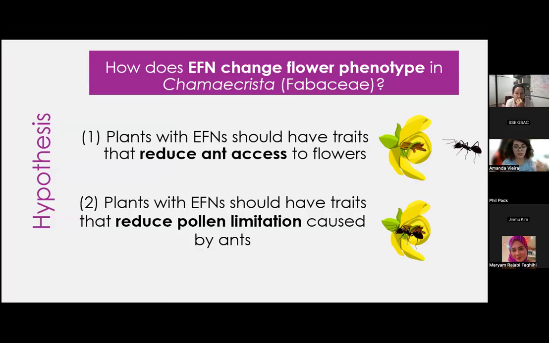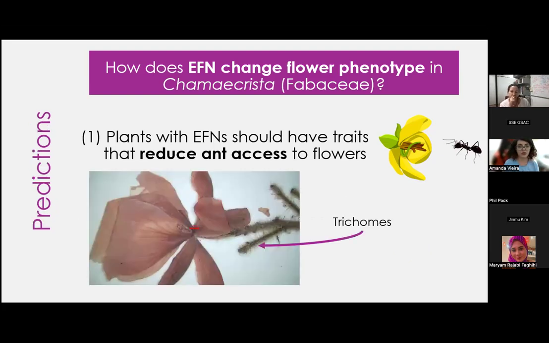And also that plants with extrafloral nectaries should have traits that reduce pollen limitation caused by ants, especially if ants can access flowers, right? So I'm going to show you predictions for each of these hypotheses. The first prediction is related to trichomes. So trichomes might reduce ant access to flowers.